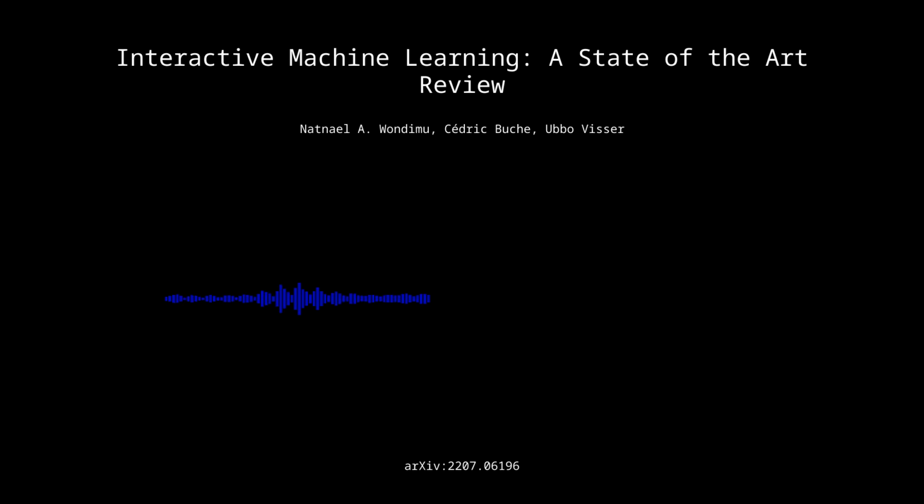The paper provides a comprehensive overview of how IML is being applied across various sectors, from agriculture to healthcare to education, and even to entertainment. It's fascinating to see how IML is being tailored to address the unique challenges and opportunities in each of these domains. Could you give us some specific examples? Certainly, in agriculture, IML is being used for tasks like crop disease detection and yield prediction. Imagine farmers working alongside IML systems to optimize their crop management strategies, leading to increased productivity and sustainability.